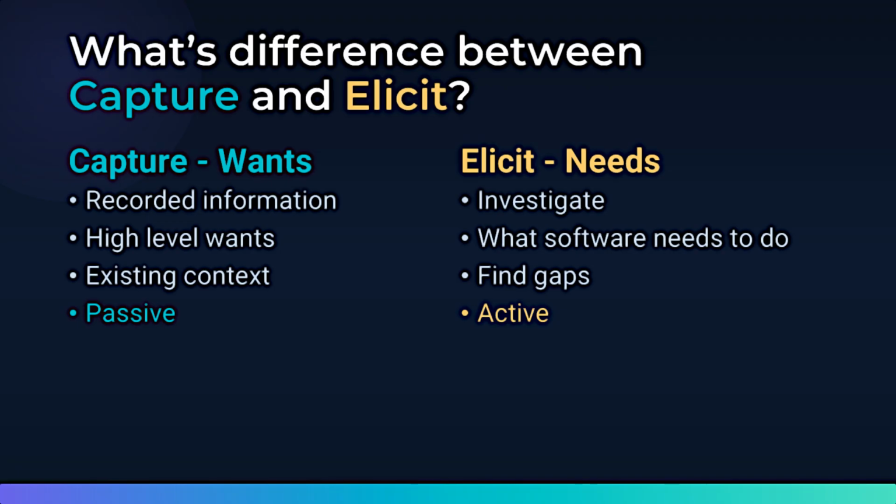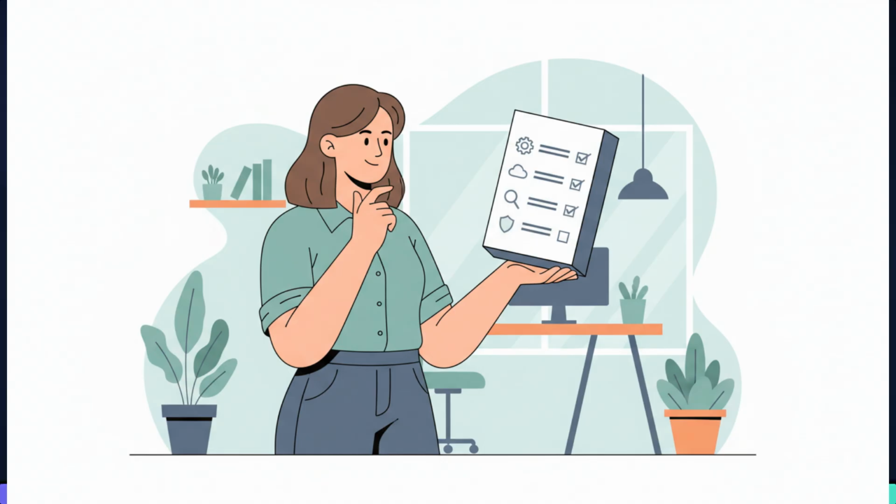What the stakeholder says they want and what the software genuinely needs to do are related, but they are not the same thing. Capture gets the wish list on the table. Elicit presses on it, finds the gaps, surfaces the features that nobody named yet because they were assumed, and builds an honest picture of the needs.